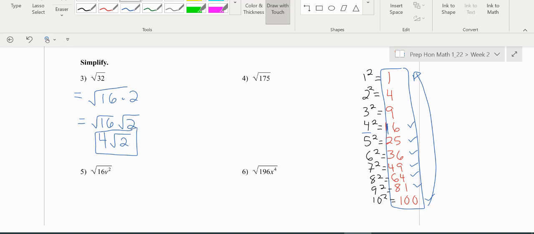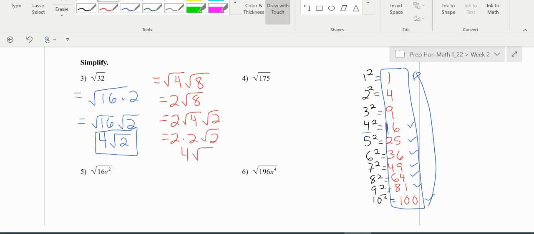Now, if you didn't choose your largest perfect square, you would have to go a little bit further. So if I had chosen, instead of 16 and 2, if I had chosen 4 and 8, for example, I would have to go a little bit further because 8 can be broken down into 4 and 2. And you'd get 4 root 2 again. But it takes much longer that way. So finding the largest perfect square is definitely a little bit faster.